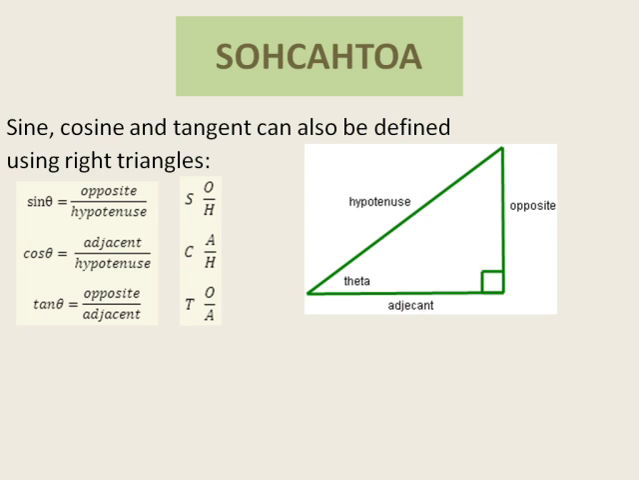SOHCAHTOA. Sine, cosine, and tangent can also be defined using right triangles. Sine of theta equals the opposite over the hypotenuse. Cosine of theta equals the adjacent over the hypotenuse. And tangent equals the opposite over the adjacent.